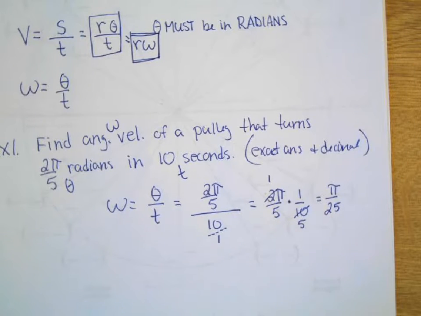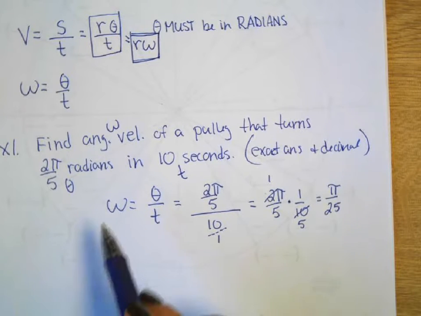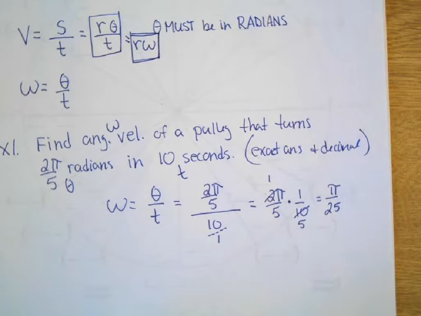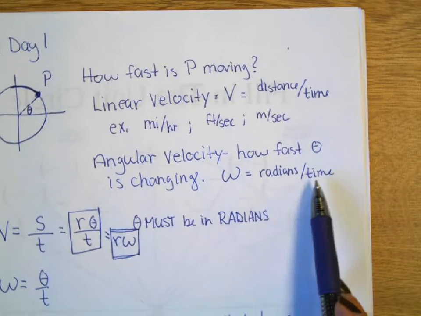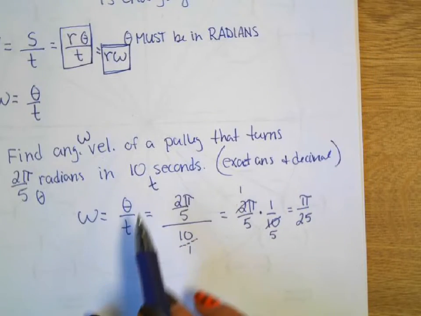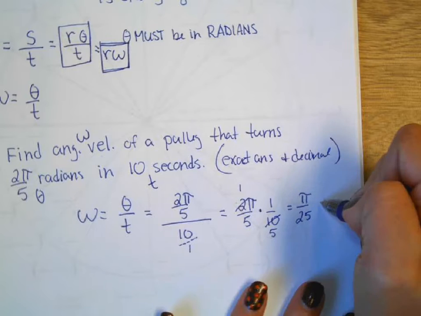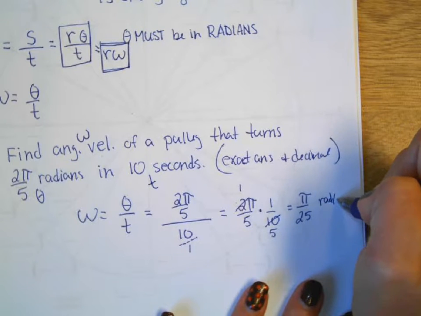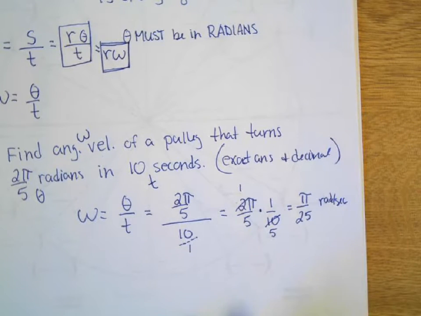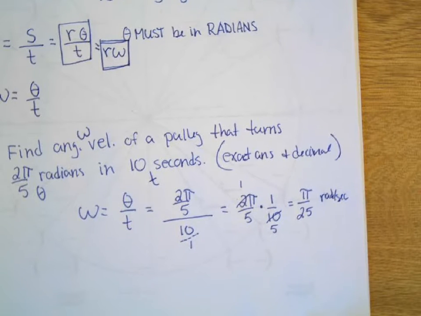What unit should I have on my answer? I found an angular velocity. Radians per second. Because remember, it's always radians over some time value. My time value was seconds, so it's radians per second. Can you write R/S? Sure.